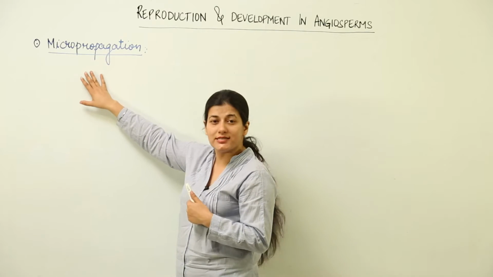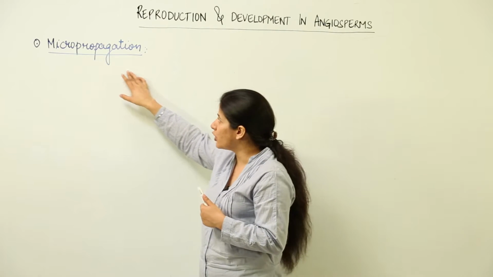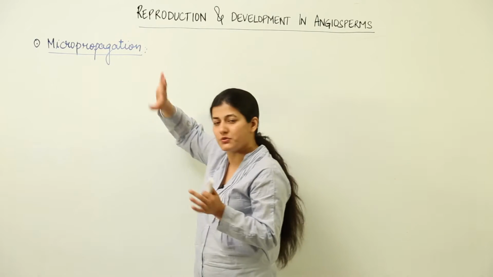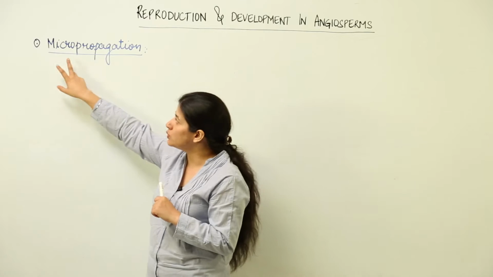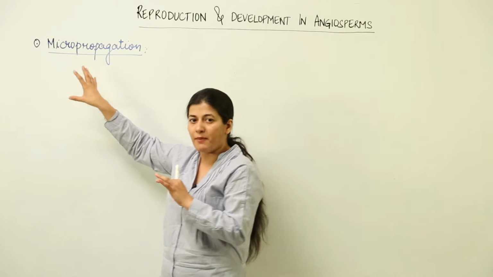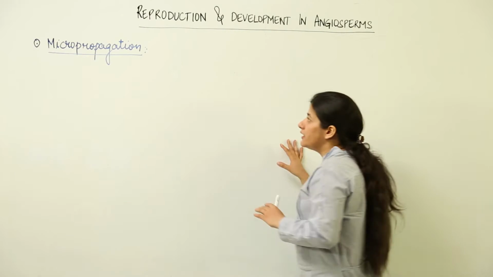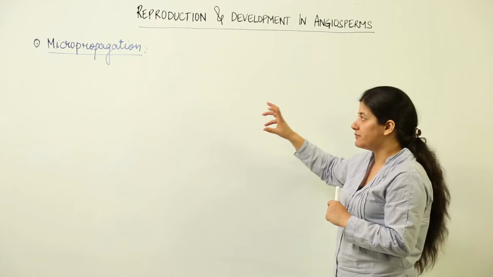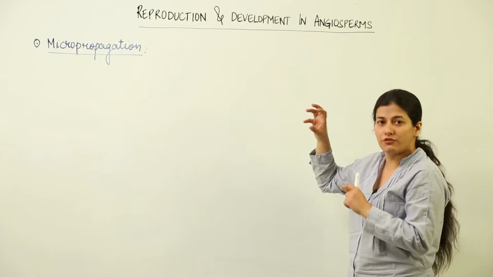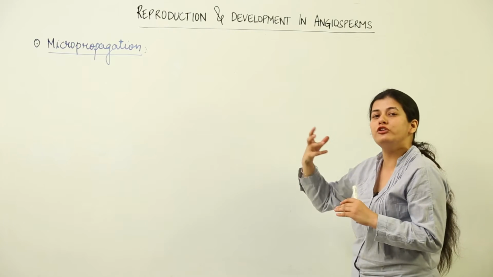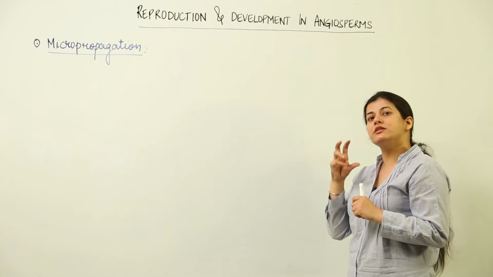And as you can see in this name, we have the word propagation. That means it would be similar to vegetative propagation, but the new word is micro. So something microscopic would be involved. Now come to the definition of this term. What is micropropagation? It is the rapid raising of plants, or rapid production of new plants, from plant tissues.